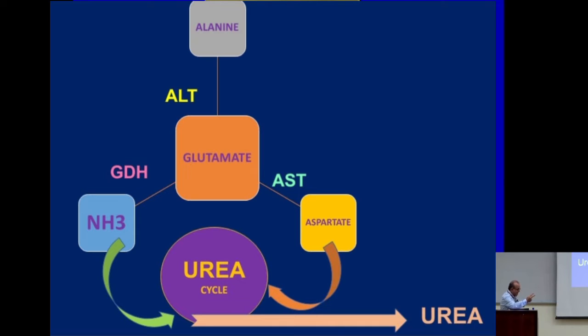The second important thing is about where it occurs. Only in the liver. The urea cycle occurs only in the liver. I want you to really remember that for sure.